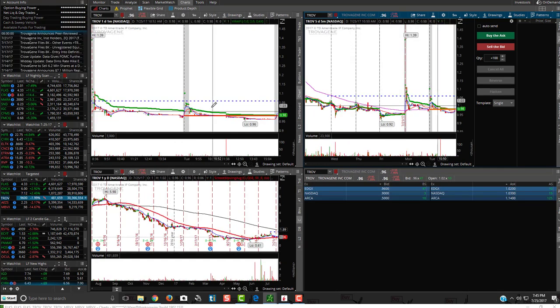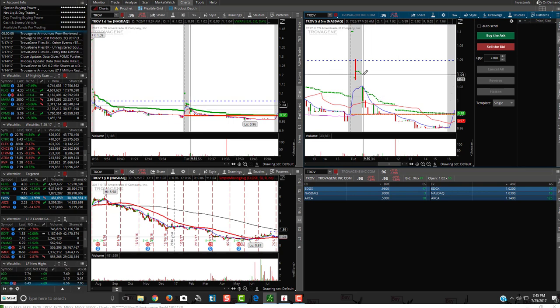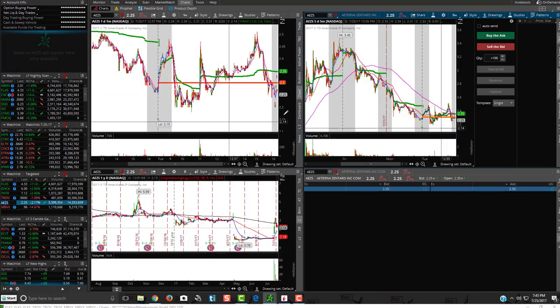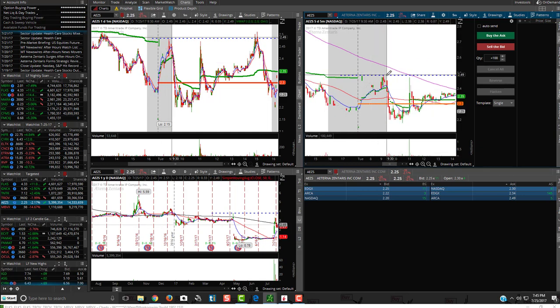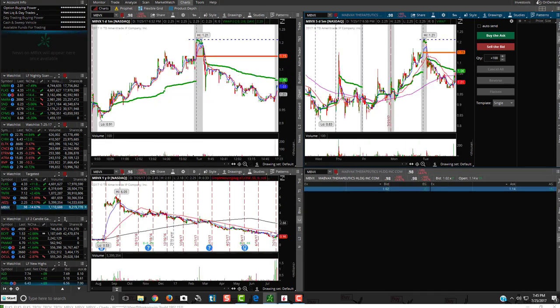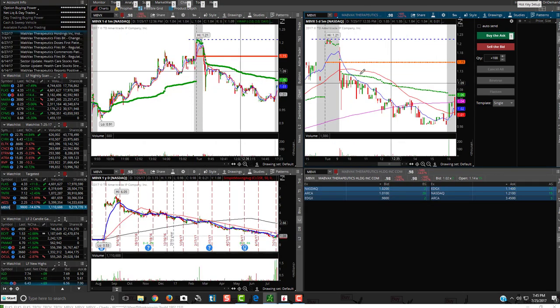Trove, that was another one that had some pre-market volume. This one did nothing. Didn't have much volume. AEZS, another one, just kind of a mess. And look at it, it just had some pre-market volume, and then when it opened, it just collapsed and then went and traded sideways. And the last one was MBVX. That just bear flagged all the way down as well.